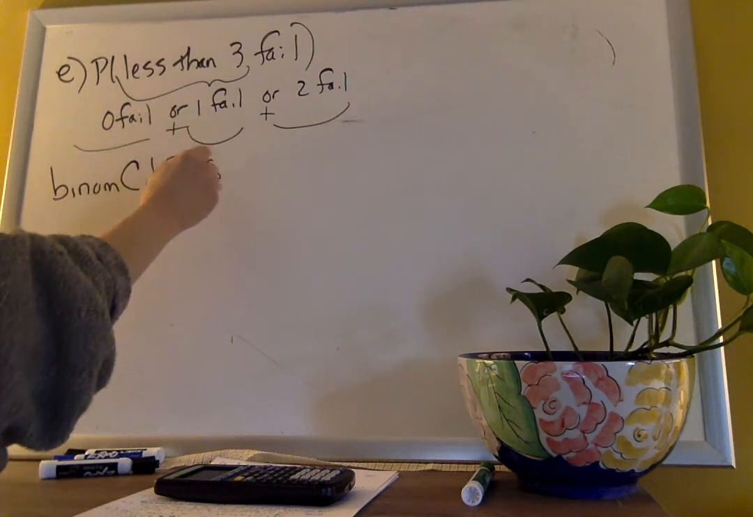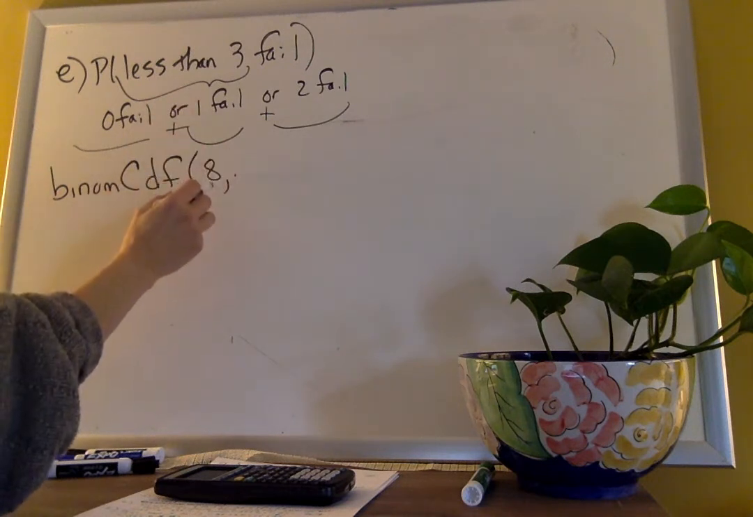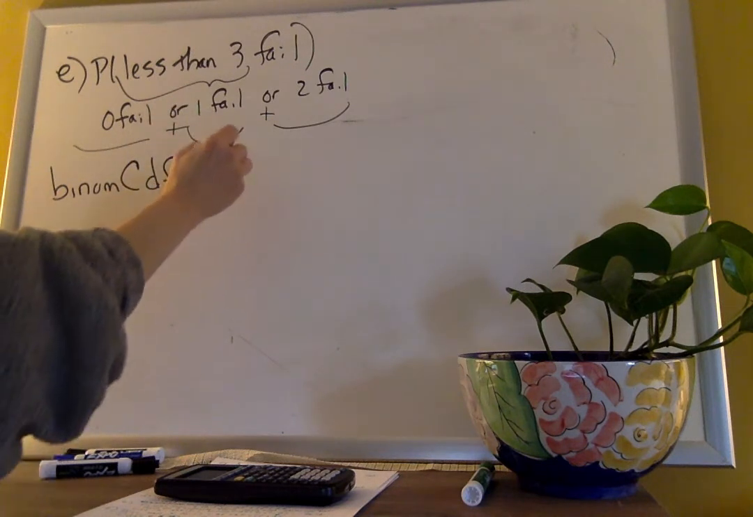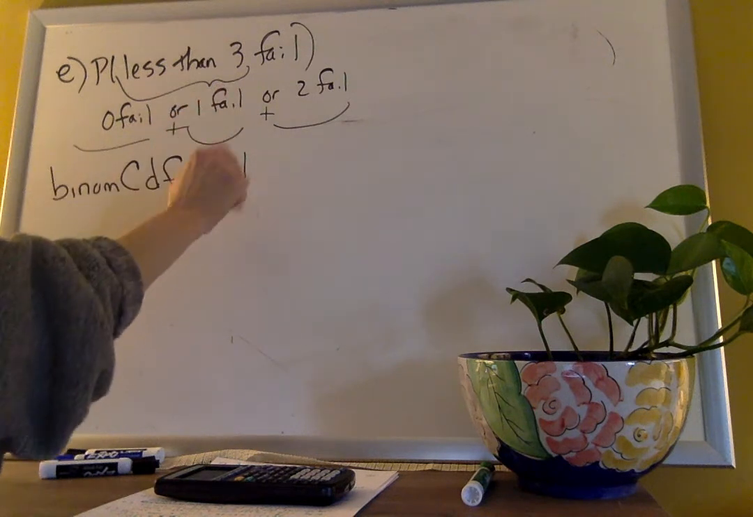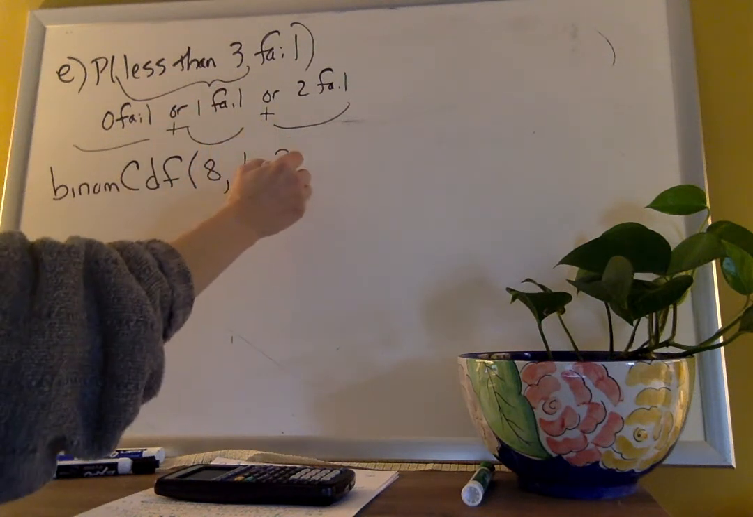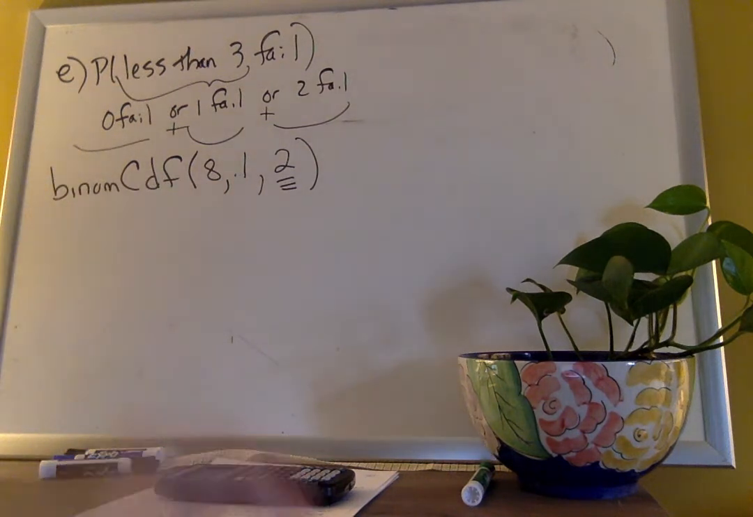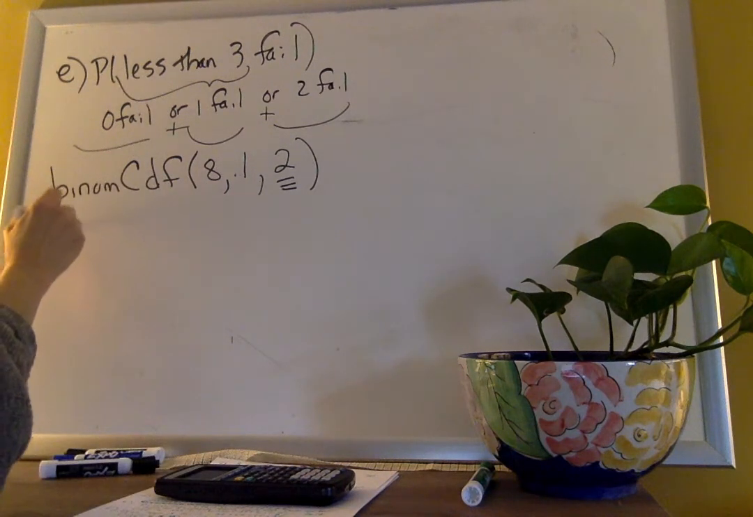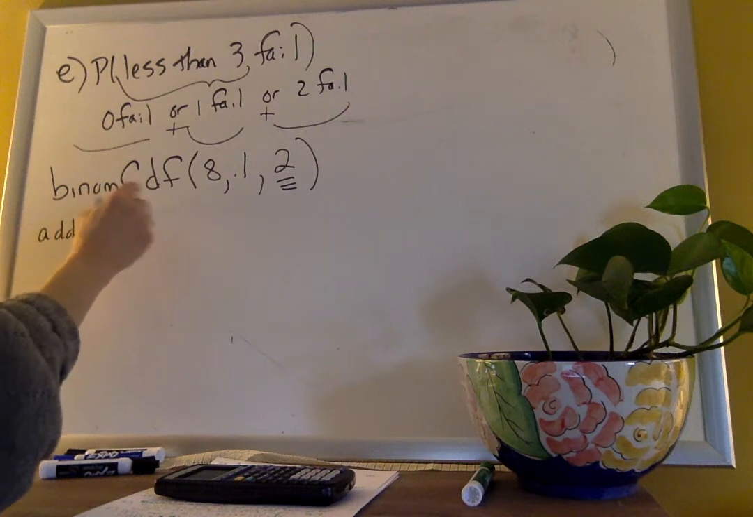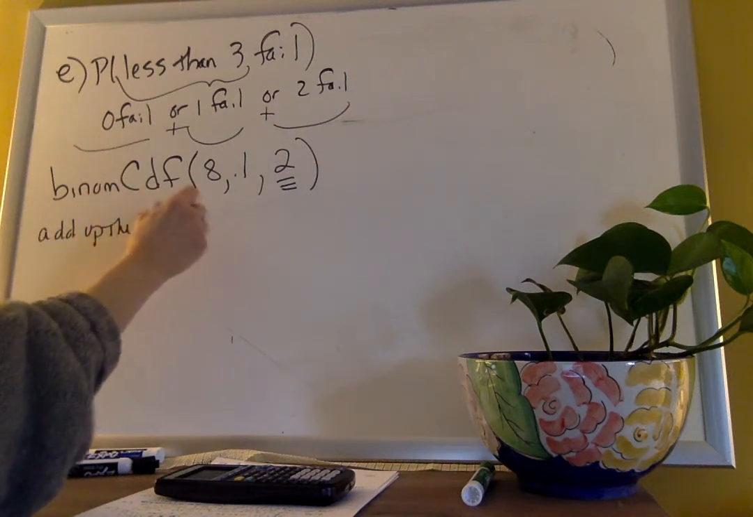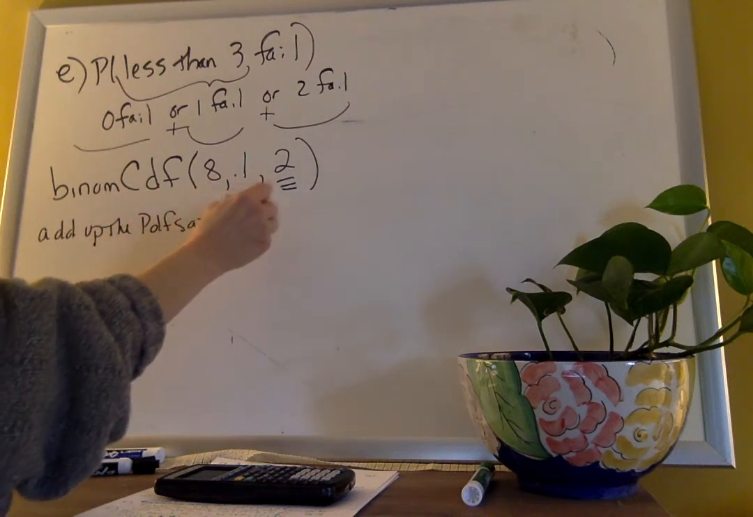But this might be the perfect example of the CDF, because if you run binomial CDF, again, old calculator people, we're talking about, well, n is 8, right? The total. We're talking about failing, so we're using 0.1, and you put in a 2 here. This formula is going to add up the PDFs at 0, 1, and 2.